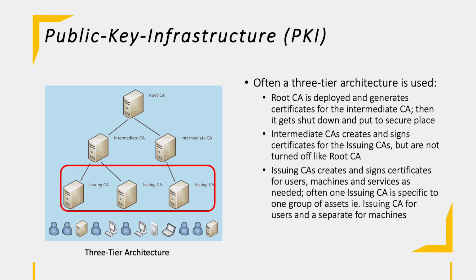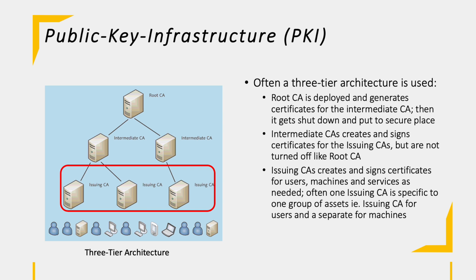And then I already teased it. The bottom layer or the third tier of this architecture is issuing CAs, which are actually creating and signing certificates for users, for machines, for services, for servers. And those are the ones creating the certificates for the entire IT infrastructure.